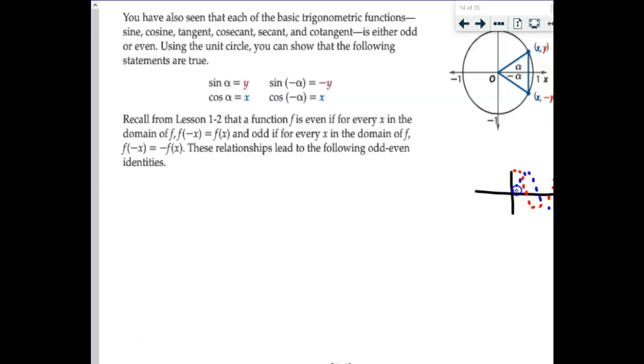Sine is the blue guy, which has symmetry about the origin, so it's odd. Sine is odd. We saw that in the graph. Yes, ma'am. I thought you were trying to answer me. She just doesn't care. Just threw it out there.